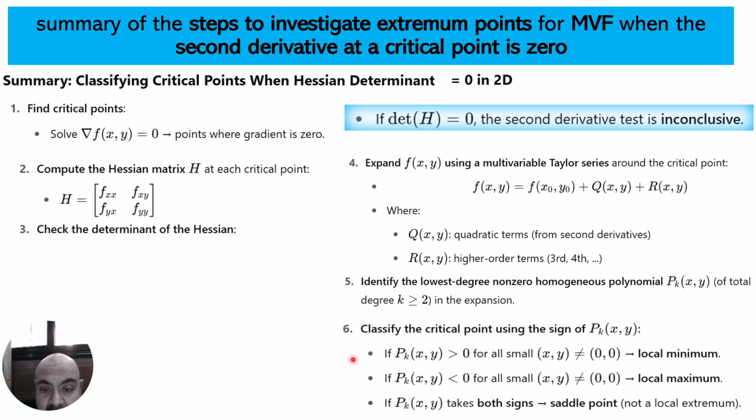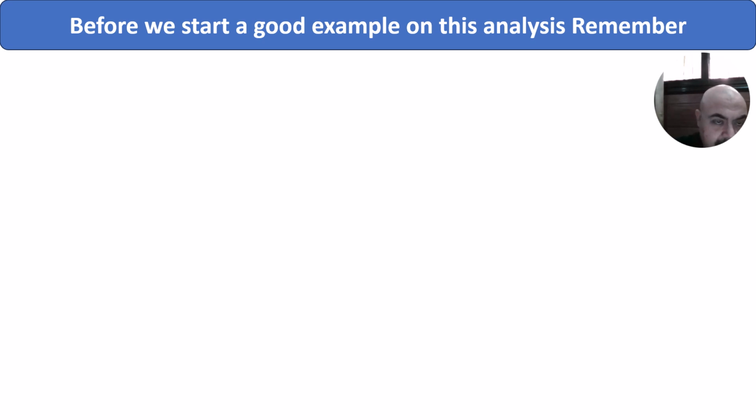At the critical point, using the sign of the first polynomial or first derivative that is not equal to zero: if it is greater than zero, I have a local minimum; less than zero, local maximum. If it takes both signs, then I have a saddle point directly.